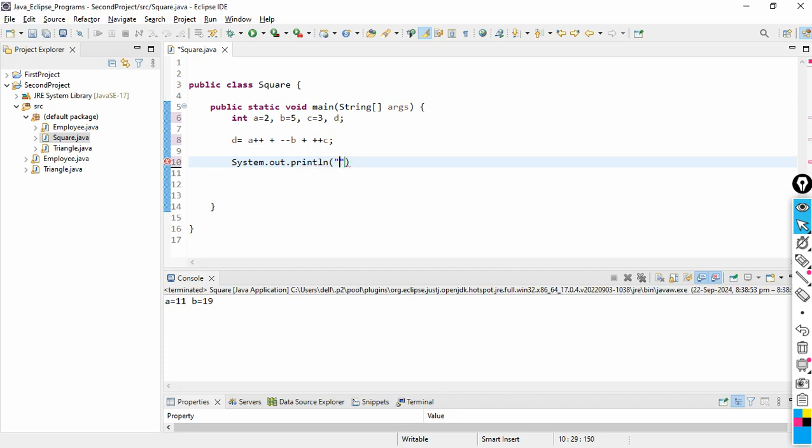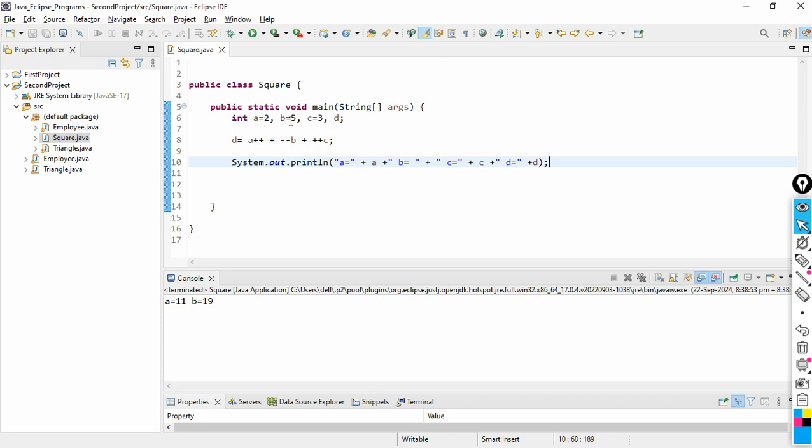What is the value of a, plus what is the value of b, plus what is the value of c, plus what is the value of d? Finally, what is the answer? This is what we have to understand clearly now. So let me explain this particular thing step by step. A is 2, B is 5, C is 3, D.